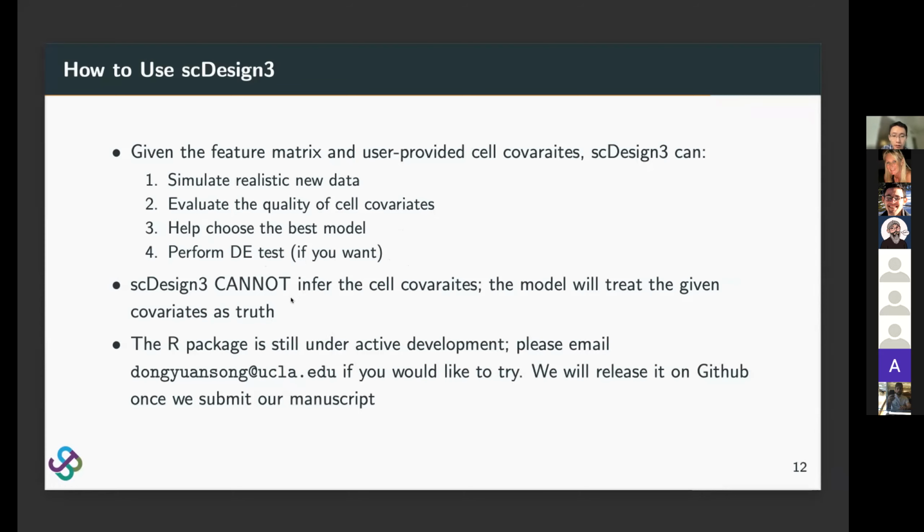To clarify the usage, SCGen3 cannot infer the cell covariates. The cell queries are provided by users, and the SCGen3 model will treat them as the truth. The R package is still under active development. If you are interested in this work, please just email me and I can share a development version with you. We will release it on GitHub once we submit our manuscript.